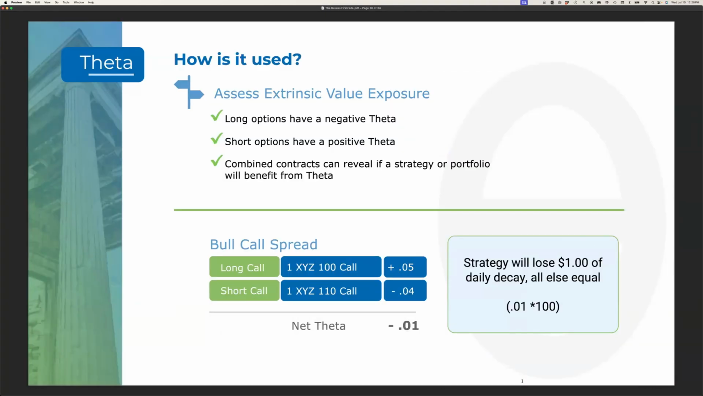So theta helps you assess the extrinsic value exposure that you have and how much it's going to decay. Long options have negative theta, short options have positive theta. So it's just a matter of whether theta is working in your favor or against you. And then just like in the example before of delta, with all of the Greeks, you can simply add up the thetas of all the legs that you own in an underlying security, and that's going to help you understand the net decay that you have on the overall position.